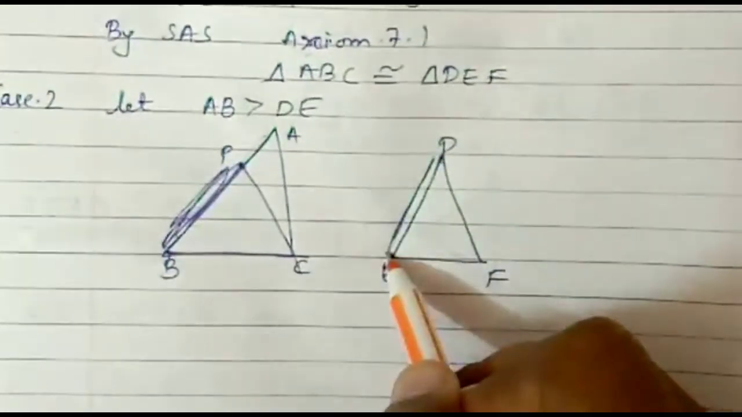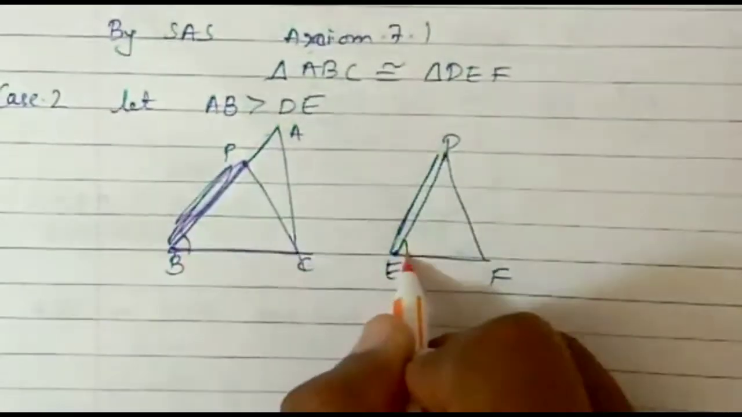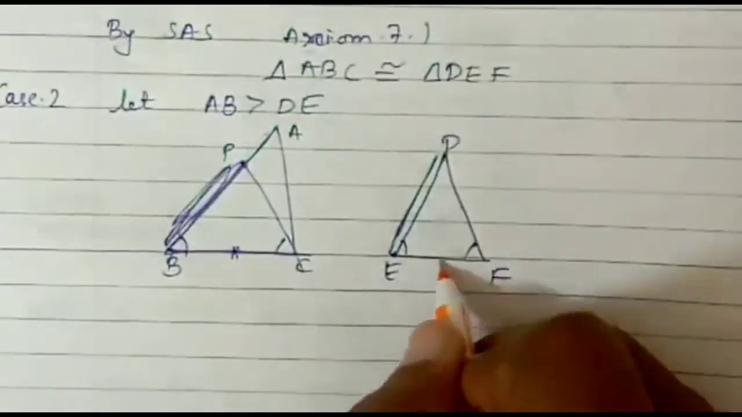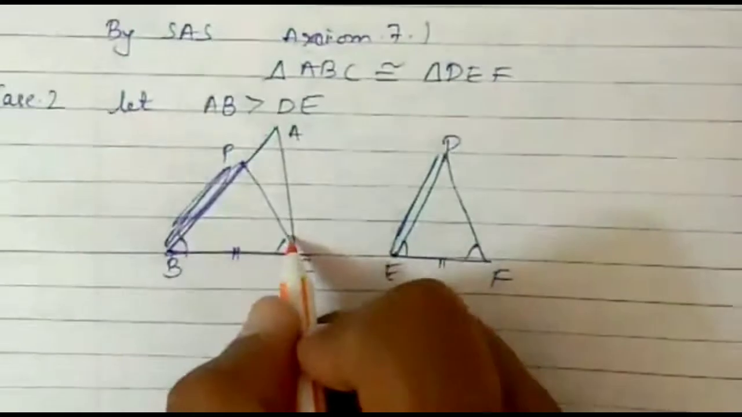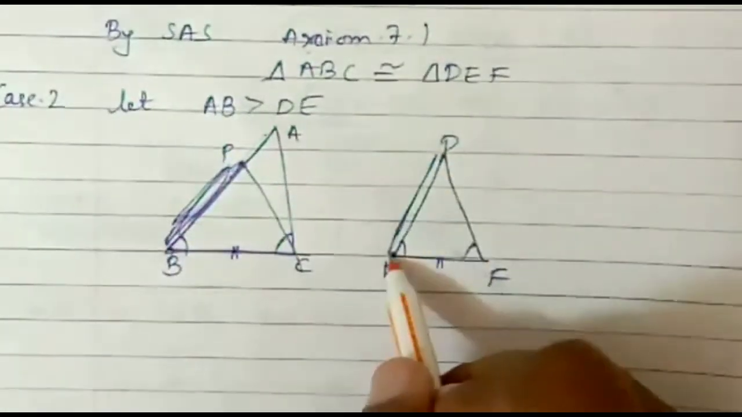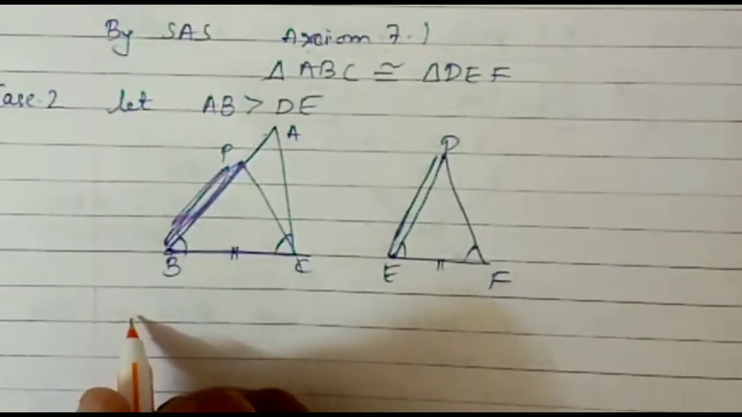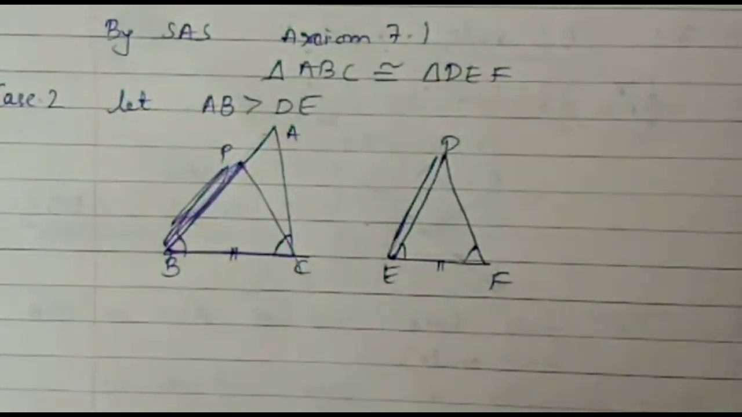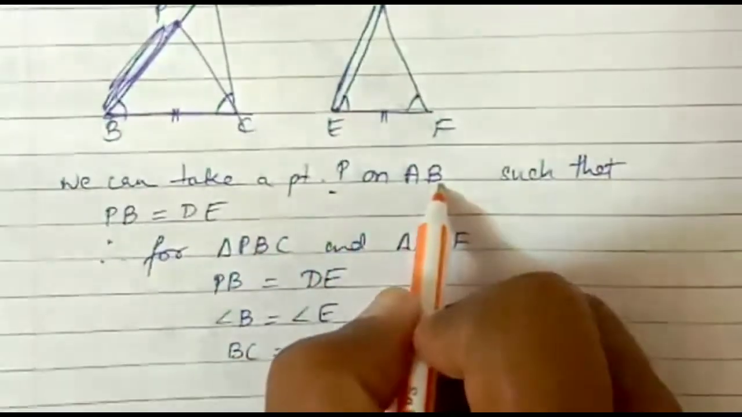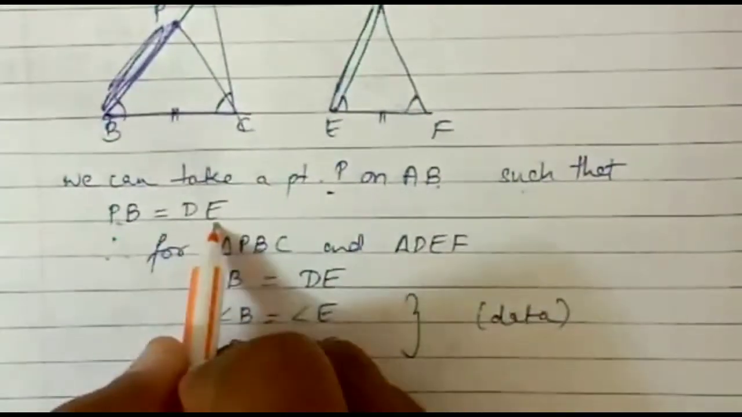equal to DE. Already we have angle B and angle E are equal, angle C and angle F are also equal, and BC is equal to EF. It is already given in the question. But here we have taken PB equal to DE. So we will first write, let's take a point P on line segment AB. I have written the steps. Let's take a point P on line segment AB such that PB and DE are equal.